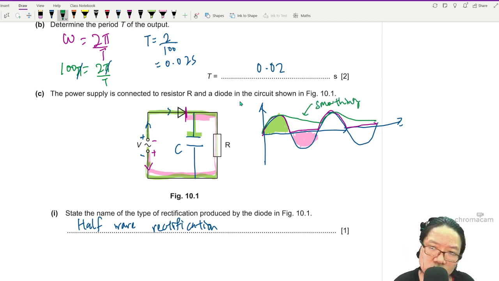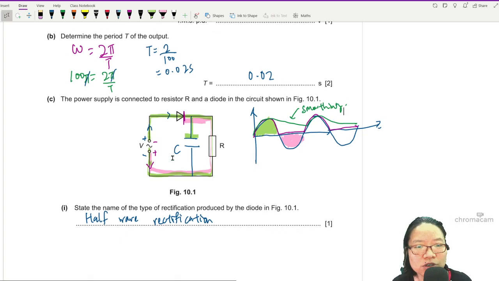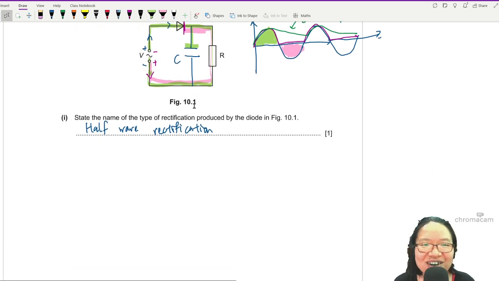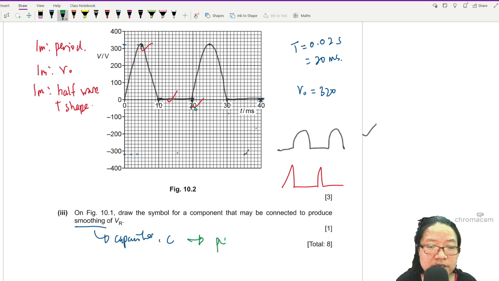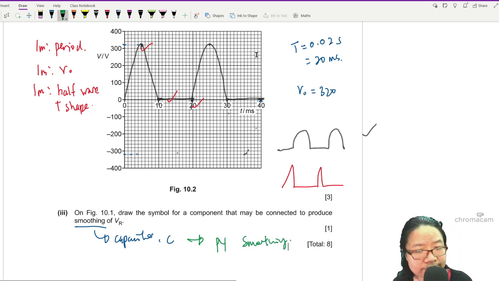For more explanation, watch the video in the playlist. You got one weekend. All right. You don't need to draw smoothing. Okay, so please make sure you do some past year questions regarding smoothing with a capacitor if you need it.